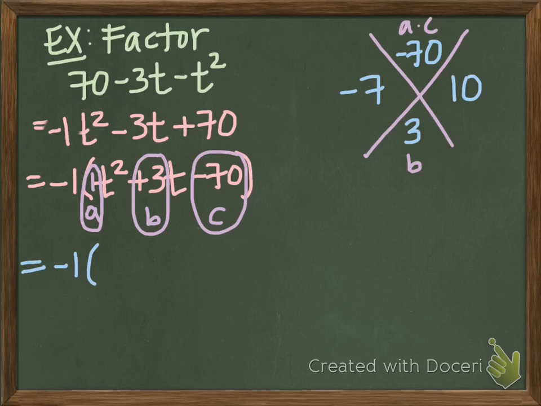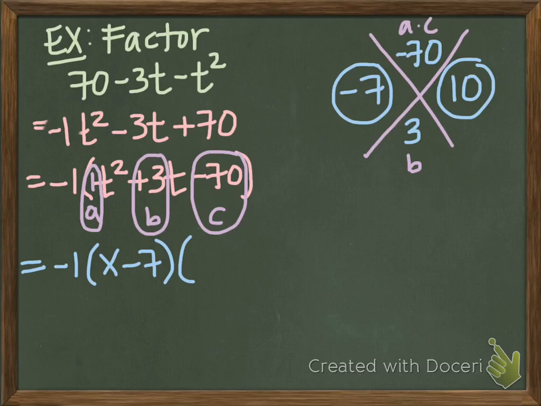Here are two numbers, negative 7 and positive 10. So I've got x minus 7 and x plus 10. I don't have any fractions, so I don't have to do step 7. We just need to do step 8, which is to check. So let's go ahead and check.